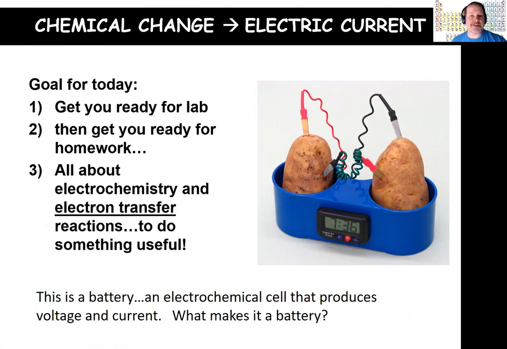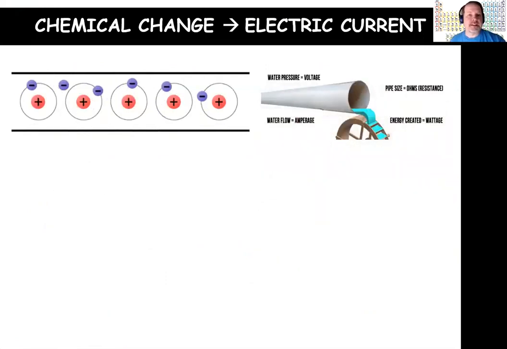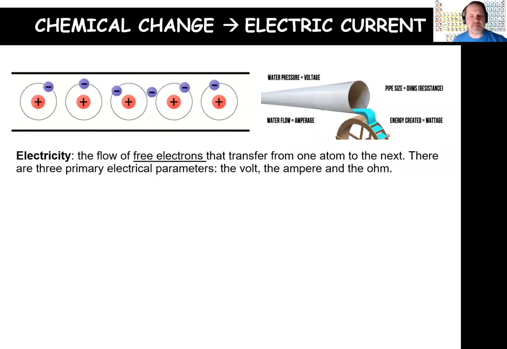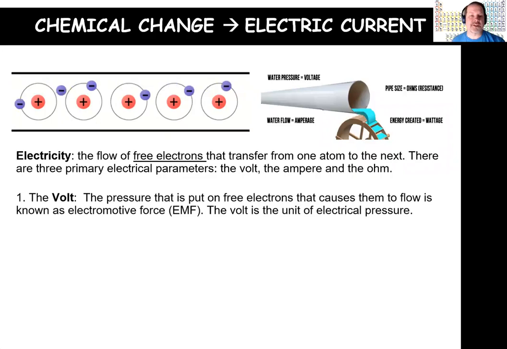Our goal is to learn about electrochemistry, which is really all about transferring electrons between atoms. When we're dealing with electricity, electric current, there's some key terms to keep track of. One of them is voltage, another one is amps, there's resistance, ohms, and all of these things work together to create power. So electricity is the free movement of electrons from one atom to the next, and it creates those terms that we like to see.